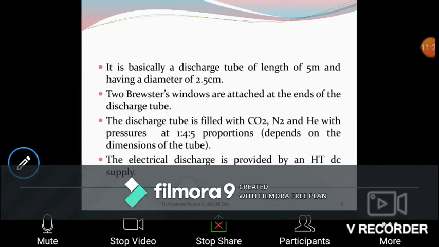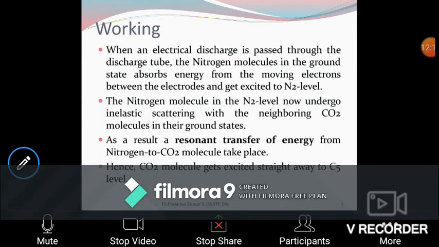Okay. This is about the construction of the carbon dioxide laser. That's how the overall CO2 laser system looks. Now, how does it work? How is it possible to get the laser output with this experimental setup?